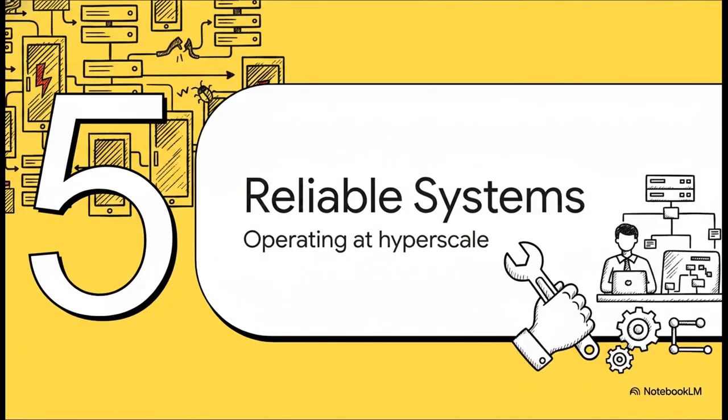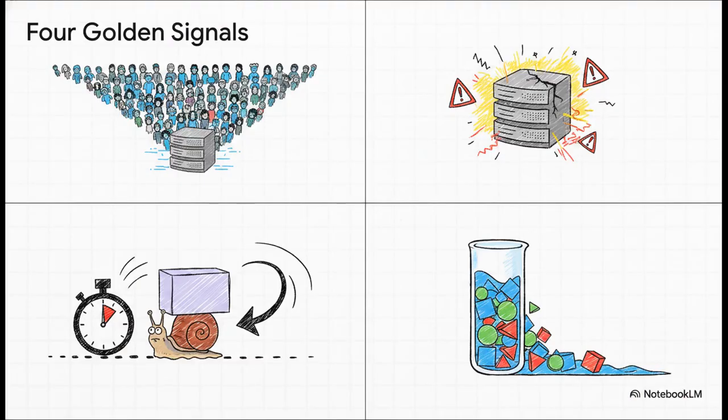Finally, Section 5, Operating Reliable Systems, doing it all at hyperscale. Here's the hard truth. Even with a beautifully optimized system, hardware still fails. Cables literally get cut by backhoes. Deployments still have bugs. According to site reliability engineering principles, keeping things alive requires monitoring the 4 golden signals.